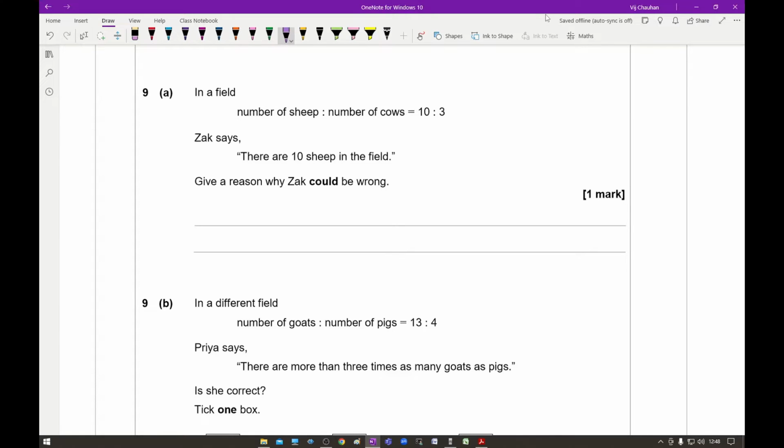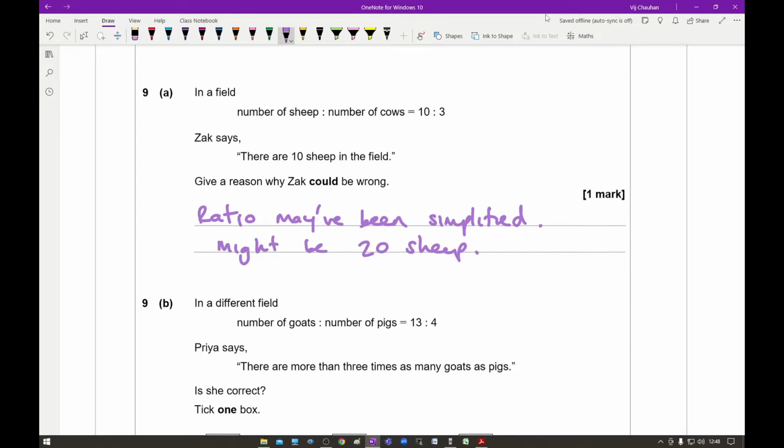But I would say that here, a possible reason why Zach could be wrong is that the ratio may have been simplified, and they would also give you a mark for giving an example. So you could say that there might be 20 sheep, something along those lines, and you could also state that when you've given a ratio, it doesn't actually tell you the actual totals. It could obviously be simplified. So something along those lines would be absolutely fine for that one single mark.